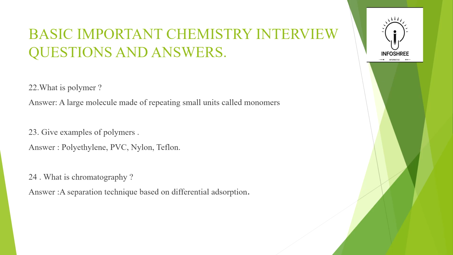What is polymer? This is also an important topic in a degree and MSc. We have separate lessons and a separate subject only for polymers. If they ask what is polymer, we have to say: a large molecule made of repeating small units called monomers. Monomers means single units. A polymer is a large molecule made of repeating small units called monomers.